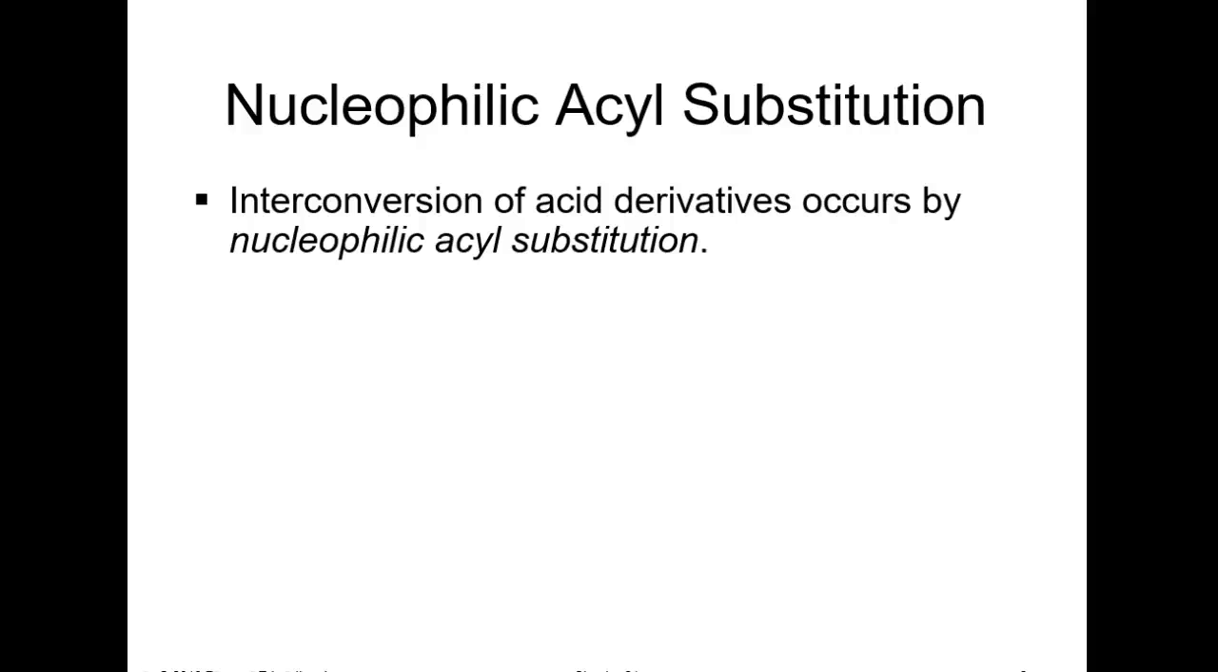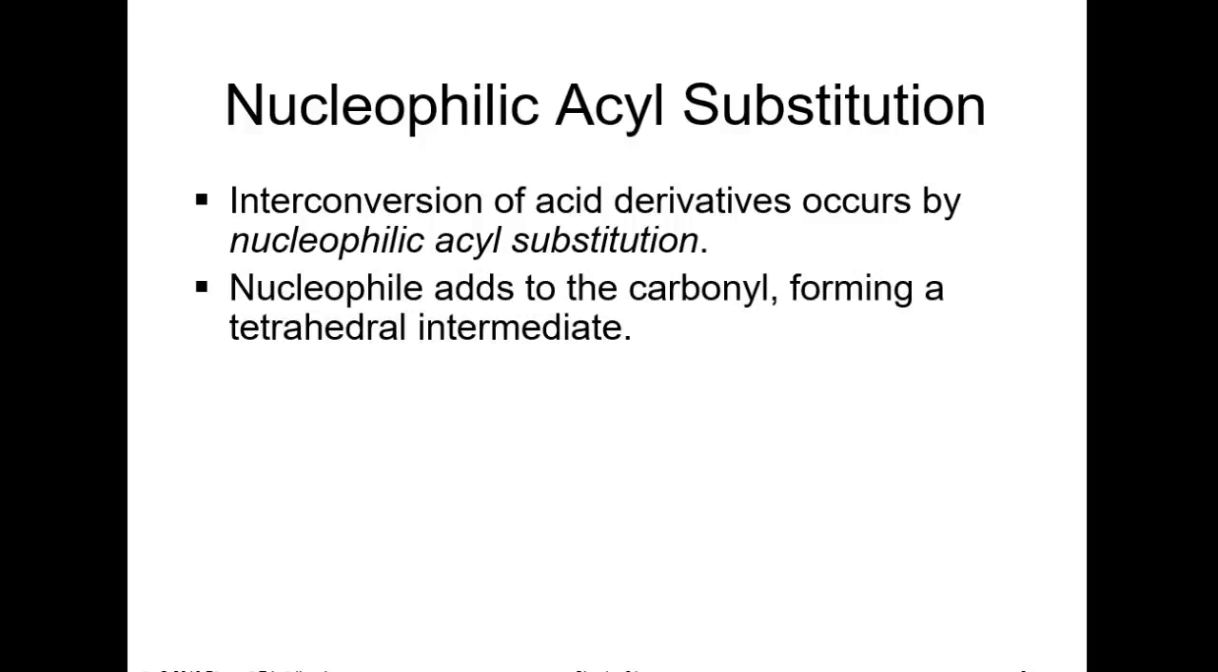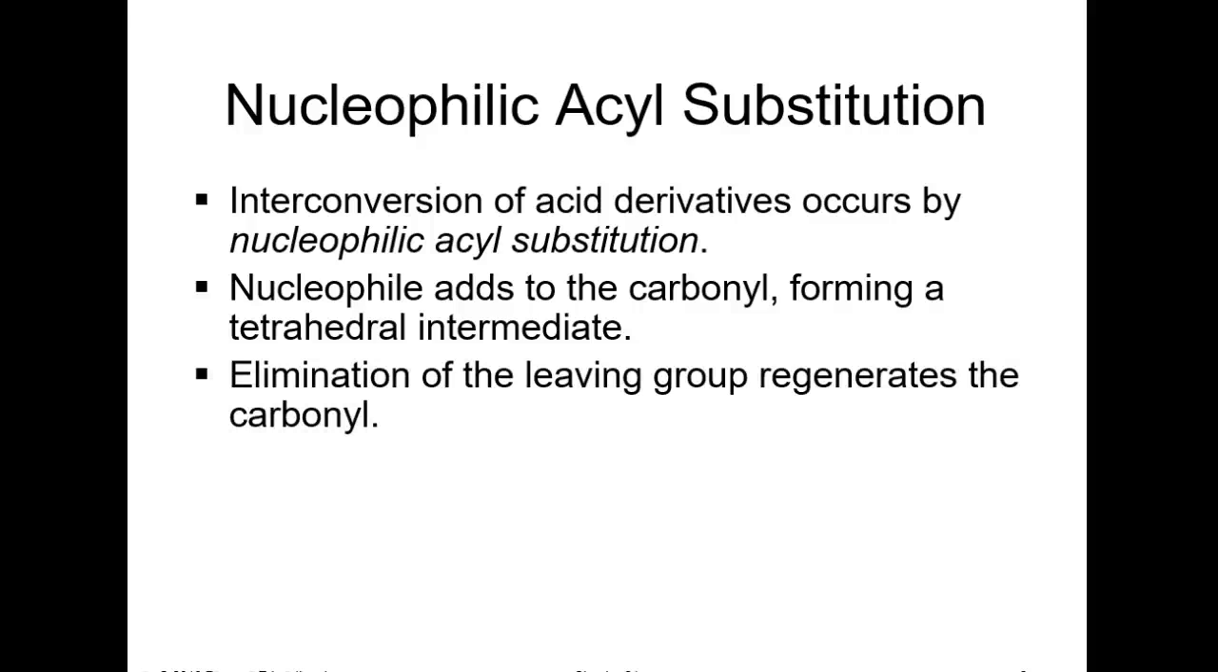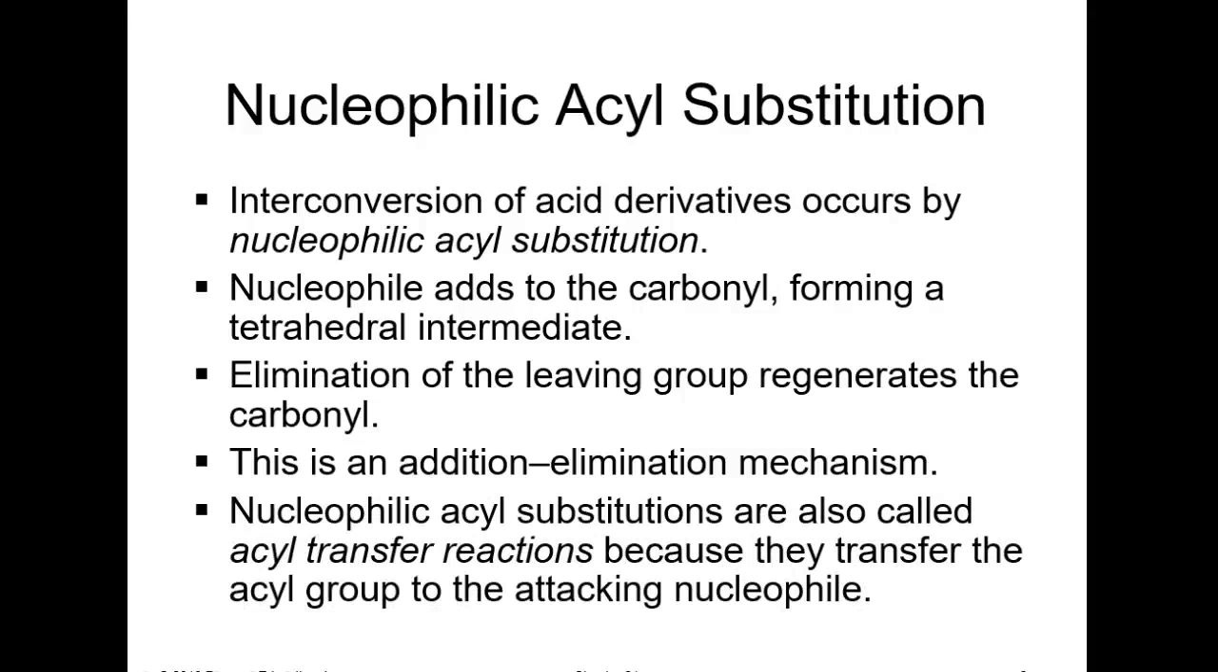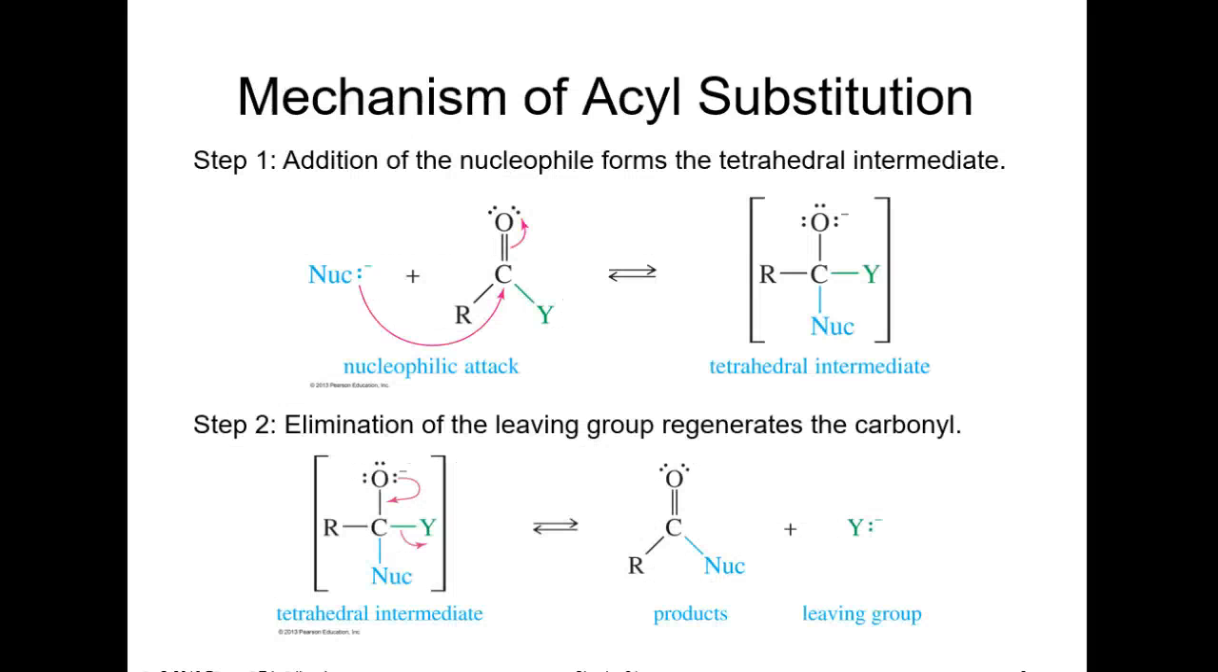It's basically called a nucleophilic acyl substitution, which means you're substituting the acyl group, the group that's attached to the acyl, with a nucleophile. So interconversion of acid derivatives occurs through this nucleophilic acyl substitution. It adds to the carbonyl, forming a tetrahedral intermediate. Then the negative on the oxygen pops back down, eliminating a leaving group, generating the carbonyl and whatever nucleophile you just added to it. It's an addition-elimination mechanism. Nucleophilic acyl substitutions are also called acyl transfer reactions because they transfer the acyl group to the attacking nucleophile.